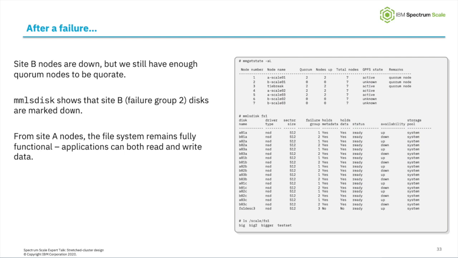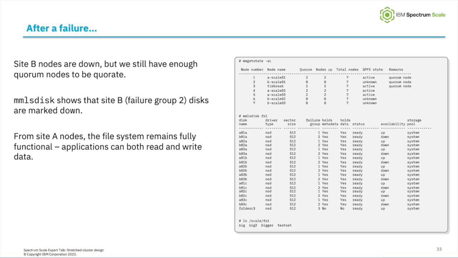What happens after a failure? Let's say we've got two sites and site B has failed. In this example, site A's quorum nodes and the tiebreaker quorum node remain available, so they form a partition of the cluster that is quorate. Then you can use mmlsdisk to see that site A's disks are up, but site B's disks are marked as down. And at site A, the file system is completely functional.